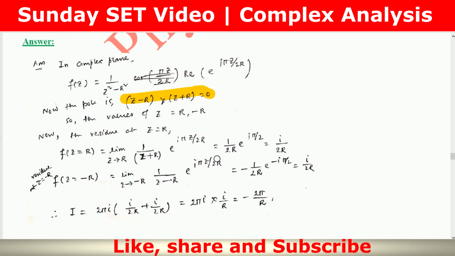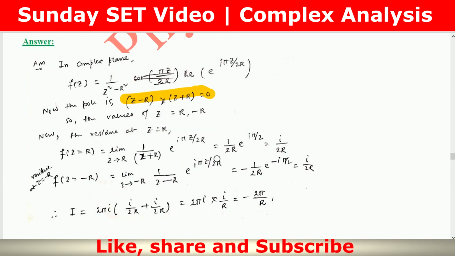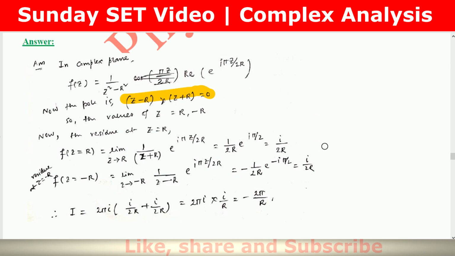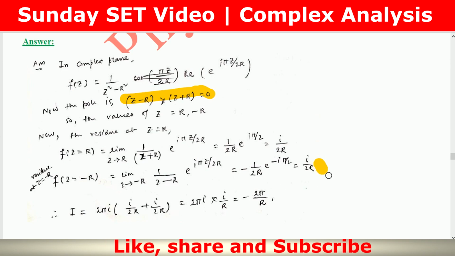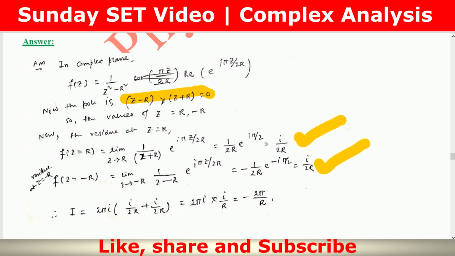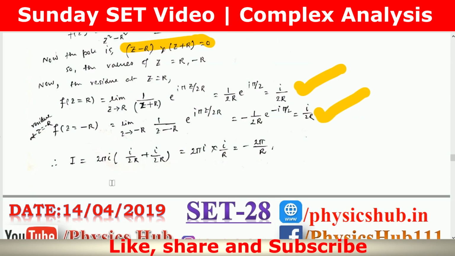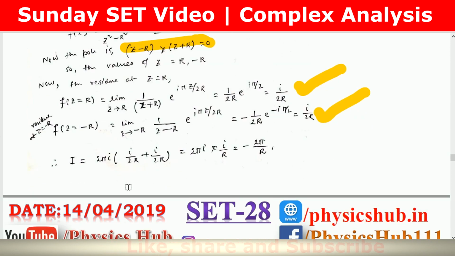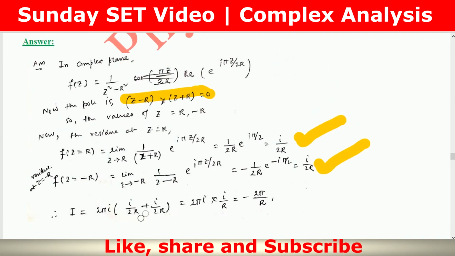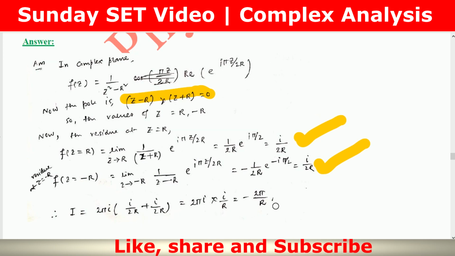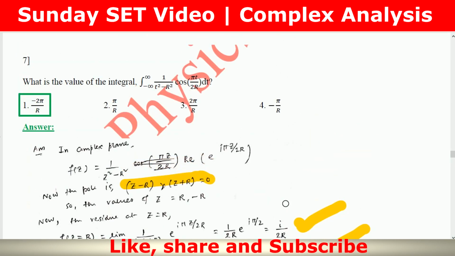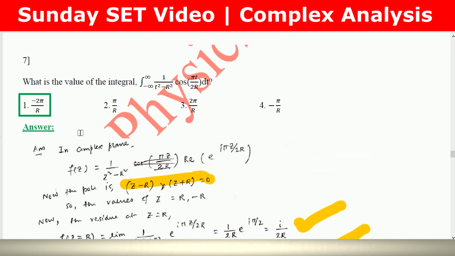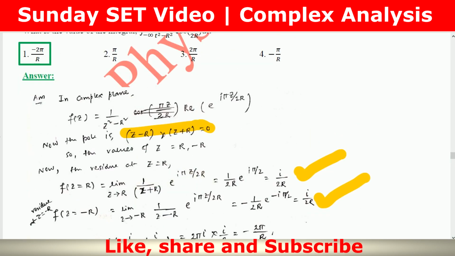Now you have to find out the residue. Residue at z equals r is i by 2r, and residue at z equals minus r is this. So this is the standard formula we have used here. Therefore I equals twice pi i into the sum of residues, i by 2r plus i by 2r, which means minus twice pi by r, and it is matching with option 1. So option 1 is the correct option.